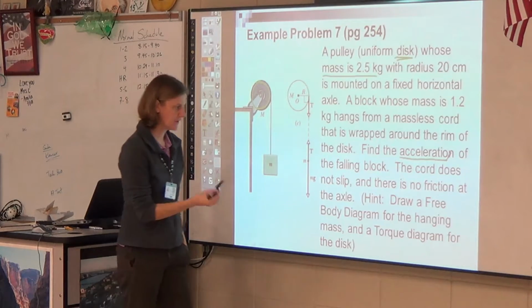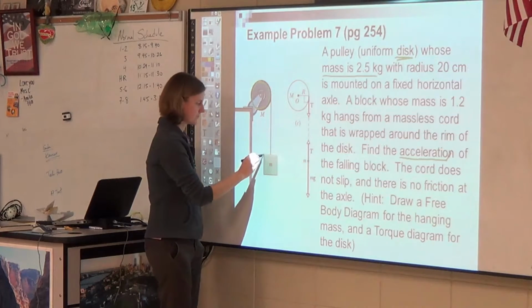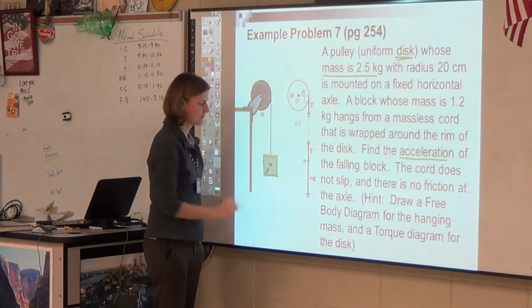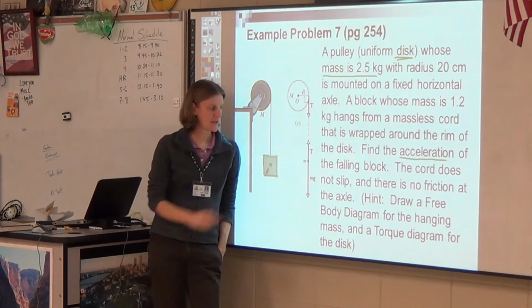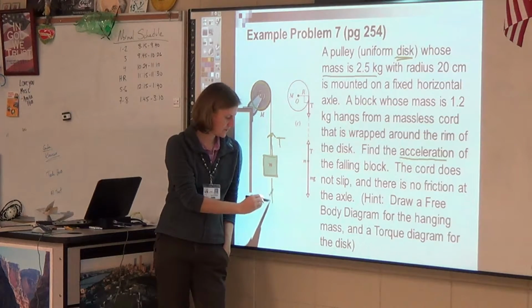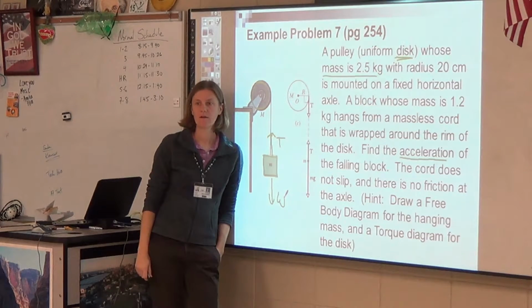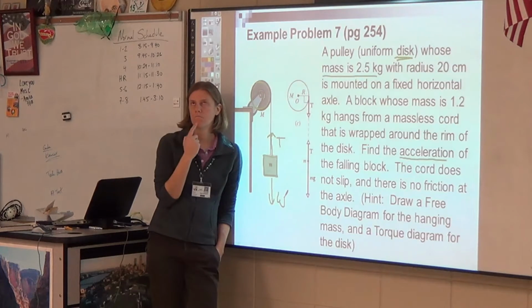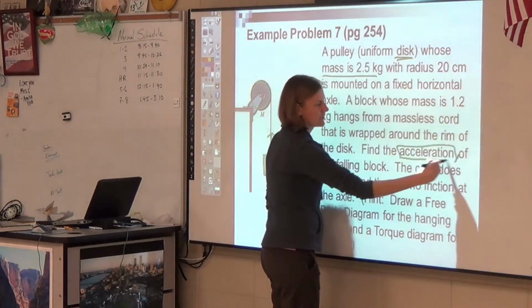All right, so first, hint number one, draw a free body diagram for the hanging mass. Okay, so here's our hanging mass. What forces are acting on it? Tension up and weight down. Would I say tension equals weight? Well, no, because the pulley has a mass. No, but that's not why. Yeah, it is accelerating down. In fact, we are trying to find acceleration.